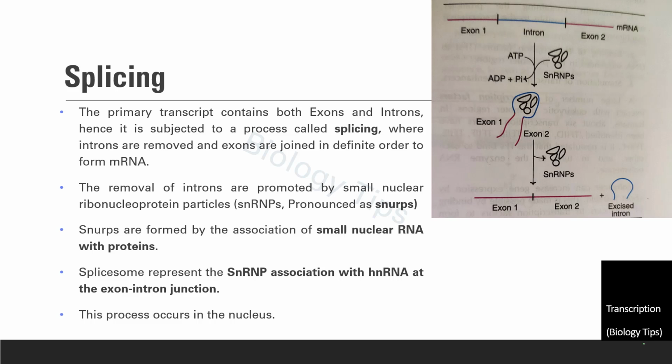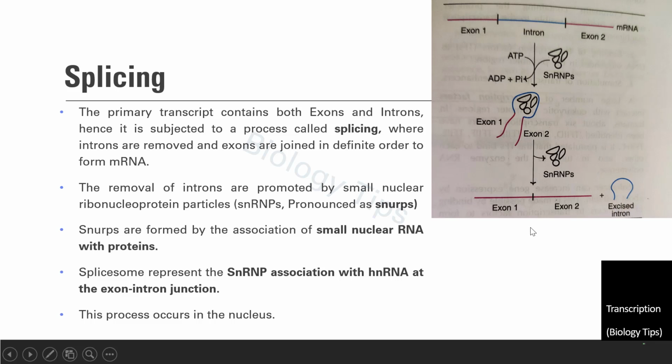Now what will happen once it is joined? It is called the spliceosome. Now this intron part is looped out and removed, right? Here you can see the intron part is looped with the help of the spliceosome. Now what is a spliceosome? The joining of snRNPs with introns, right? Once it is looped out, it is excised. Now this is the excised intron.